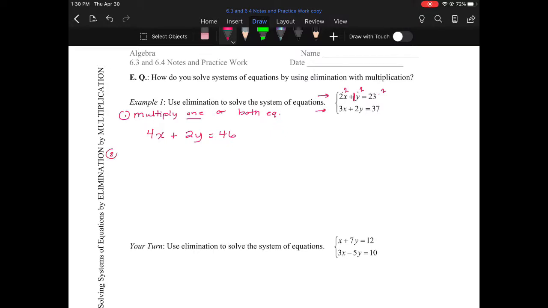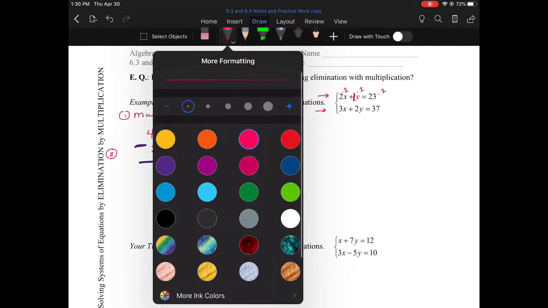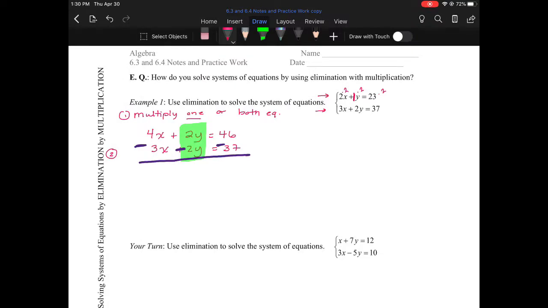My next step is to write both equations together and solve like we did yesterday. Now I have these two terms that are the same, and if they are the same, then we need to subtract. Okay, so in solving this, I'm going to get 4x minus 3x, which is 1x, equals 46 minus 37, and that is going to give me 9. So 1x equals 9, so just x equals 9.